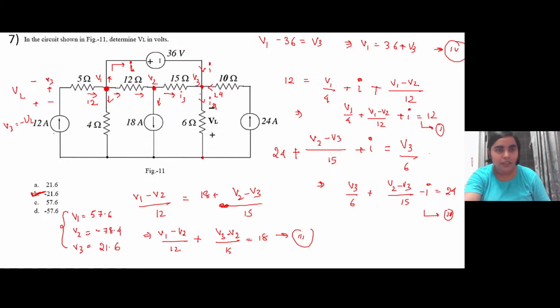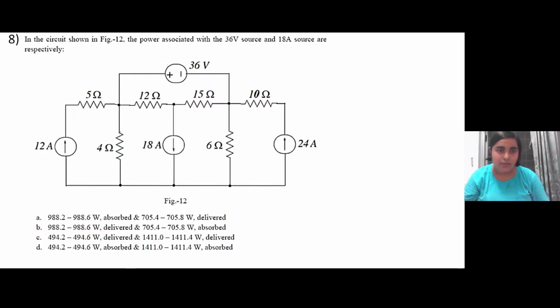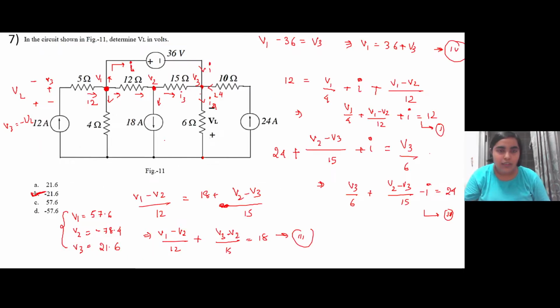The second question will be a continuation of this particular question. It is the same circuit. Now what you were asked is the power associated with this particular voltage source and the power associated with the current source. You have calculated V2, right? So the power of the 18 ampere current source will be V2 times the current 18. So V2 you have 78.4 into 18, right? Yes, ma'am. Now, forget the value, can you comment on whether it will be absorbing or delivering power?